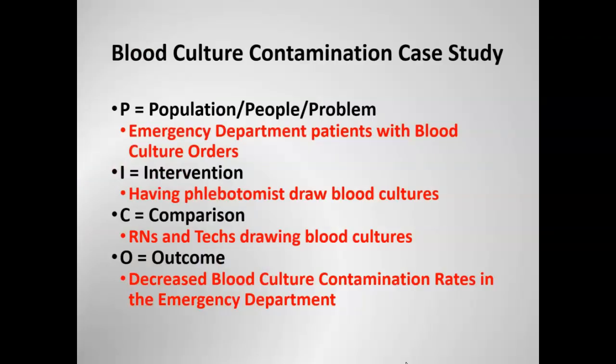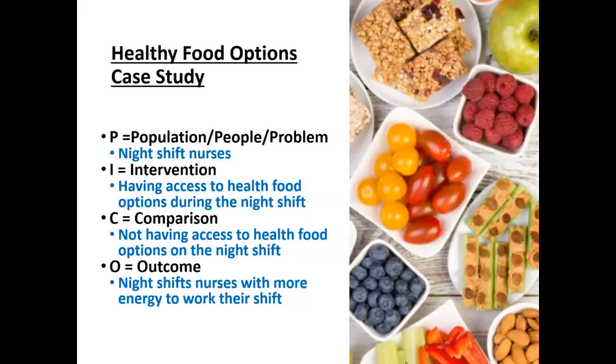Another option for a PICO question for the same literature could be, the P could be emergency department patients with blood culture orders. The I is having phlebotomists draw blood cultures. The C, compared to RNs and techs drawing blood cultures. And the O is decreased blood culture contamination rates in the emergency department. So this could have been one of your PICO questions. This really was a nurse residency project, and we do have phlebotomists at the plaza in the emergency department drawing blood cultures.